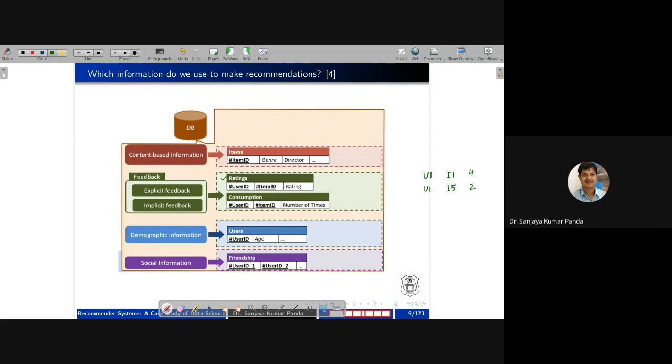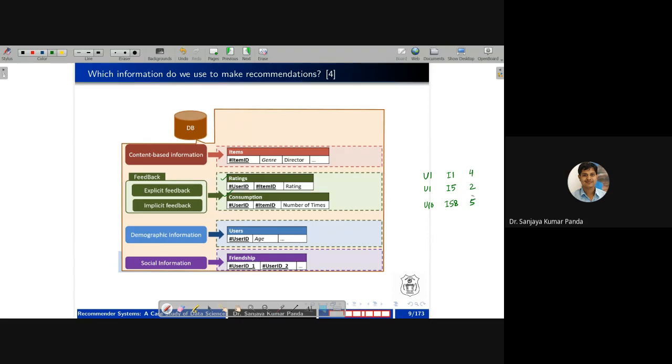In a similar fashion, you can maintain another table that is called the consumption table. Like on YouTube, you are watching a particular video repeatedly, like one new song is released by your favorite singer. So you are listening to that music several times. So when you go for this rating table, it has some limitation. Suppose your user ID is 10 and that music ID is, let's say, I58, and you rated 5 out of 5.